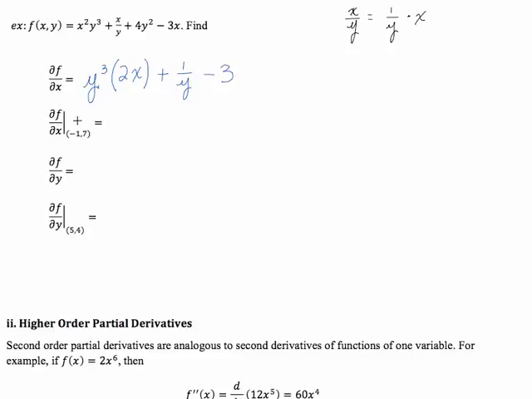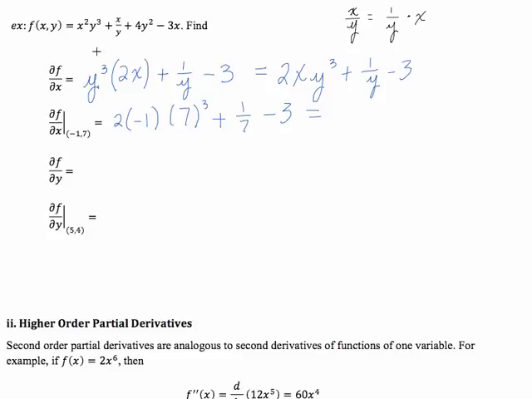Okay, then you can plug in a point if you want. Negative 1, 7 means 7 for y and negative 1 for x. It's typical, though, to put things in order. So I'm going to write this as 2xy cubed plus 1 over y minus 3 first. Now I'll plug in negative 1 for x and 7 for y. Whatever that number comes to, it doesn't matter. That's the partial of f with respect to x at the point (-1, 7).